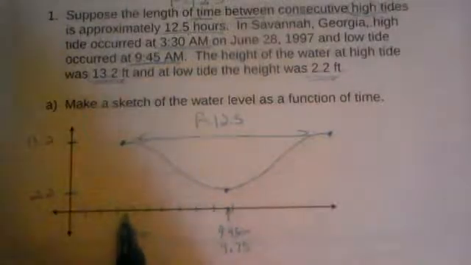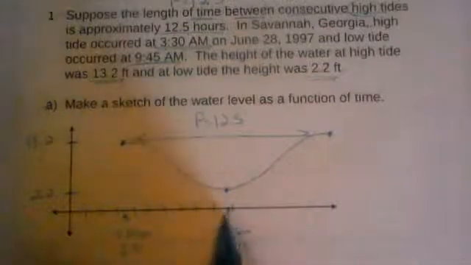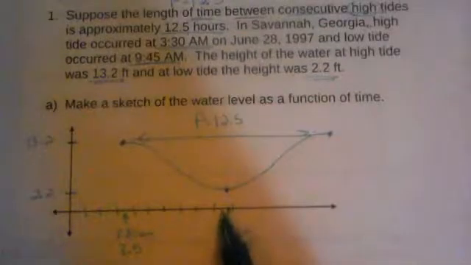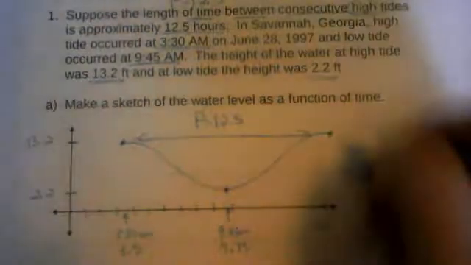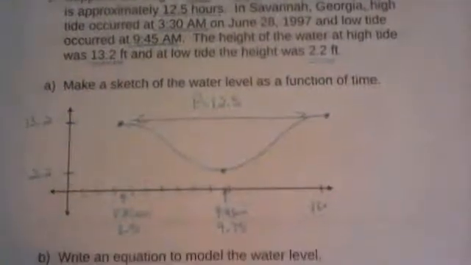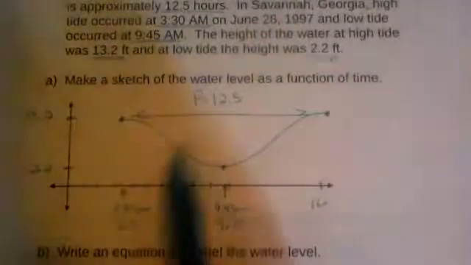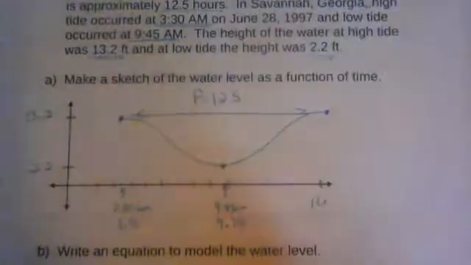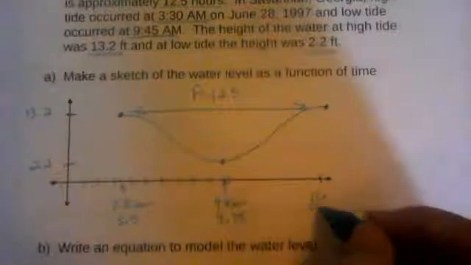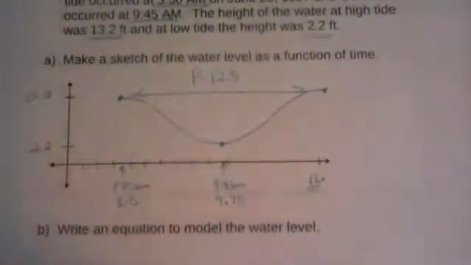I know that between 3:30 and 9:45, if I wanted to continue going out here to my next high point, I probably need to go out to, what would that be, 16? I need to double that amount to get out to my next high point. Or just go 12 and a half hours. 3.5 plus 12.5 would be 16. So 16 hours out and I'm back at my high point. But you don't even have to know this. You don't have to put that on there. Everything that you needed was given to you in that first information.